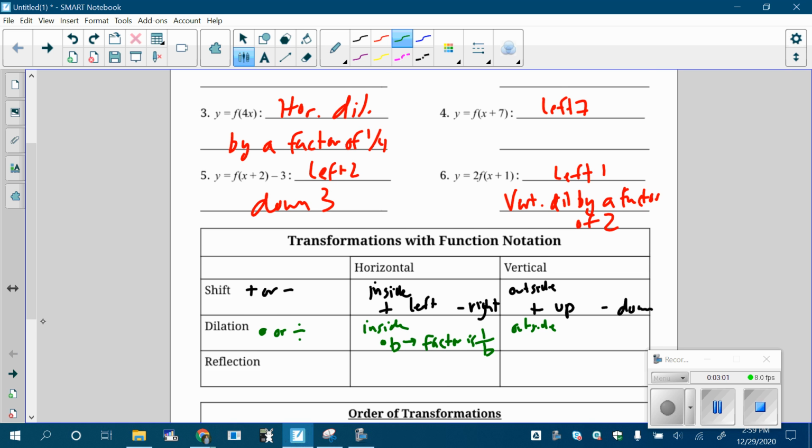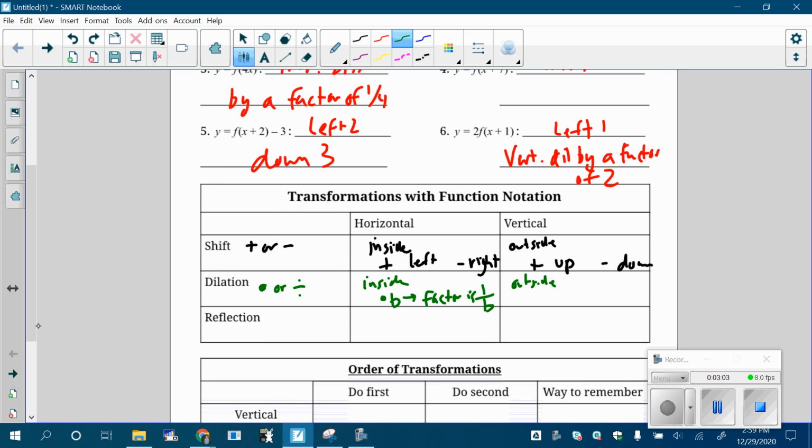Okay, on the outside, if you have multiplication on the outside, it's still a dilation, but it works normal. So if you have a times b on the outside, for instance, then the factor is b. Works normal. For instance, for number 6, you're multiplying by 2 on the outside. It's a vertical dilation by a factor of 2.